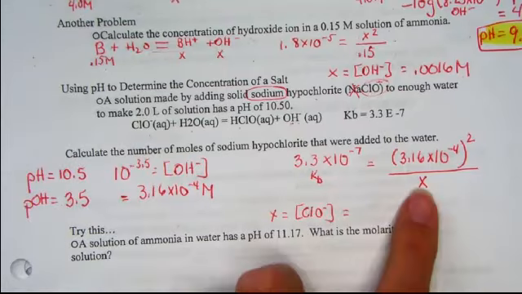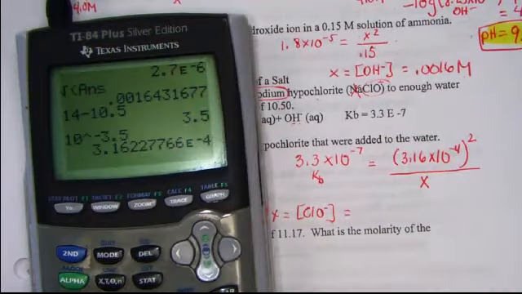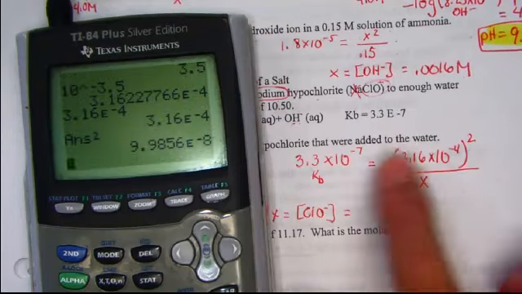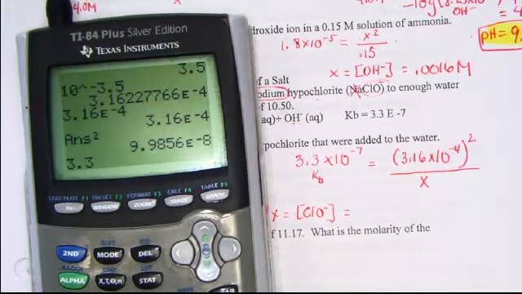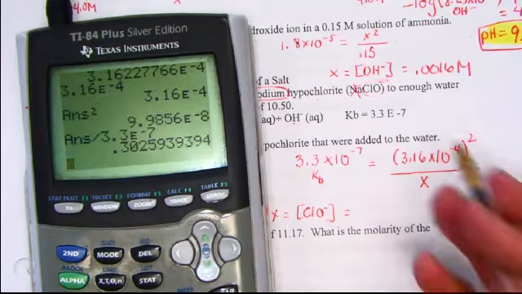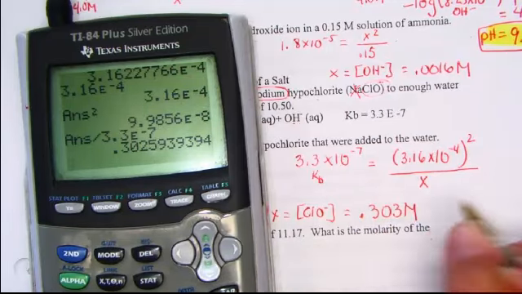Now, the key sequence would have X and the Kb just exchanging places. So the key sequence would have us take 3.16 E negative 4, squaring that, dividing by Kb. Now remember, these two algebraically just exchange places, so I'll divide that by 3.3 E negative 7. And I get a value of X as 0.303 molar.